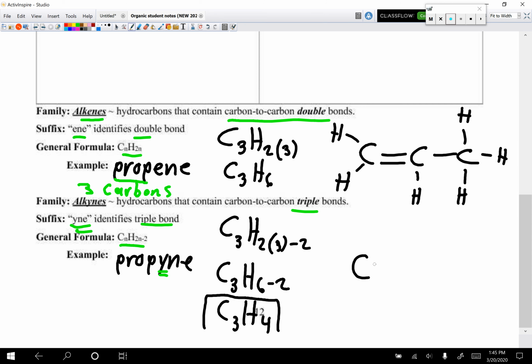Now for drawing it, just like before, we're going to start with prop, so our 3 carbons. Now because of that yne, we need to have a triple bond, just like this, and of course we fill the rest in with hydrogen. So this end carbon has 3 bonds already from the triple bond, so it can only take 1 hydrogen to max out at 4. This middle carbon right here already has 4 bonds, right? So it's got 3 from this triple bond and 1 from this single bond. 4, it is maxed out. And finally, this end carbon only had 1 bond, so it needs 3 hydrogens to max out at 4.